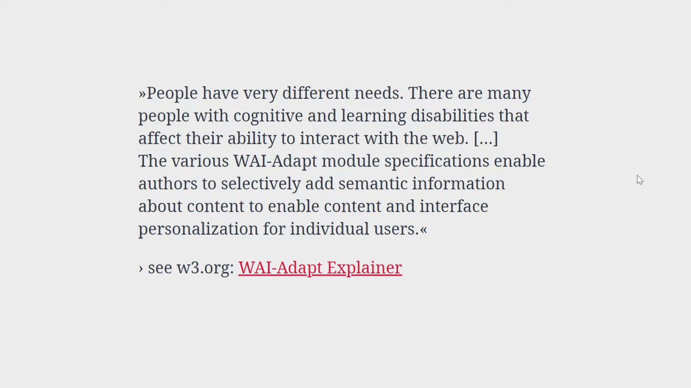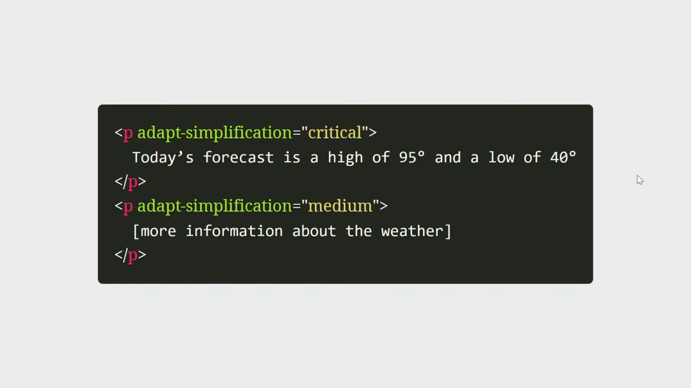There are different methods for that. One example is you could define a paragraph as adapt-simplification critical and another as medium. And people who are overwhelmed by too much text on websites might then in their browser choose only to display the critical information. In this case, the actual weather. And more information would only distract them, so they can blend it out.